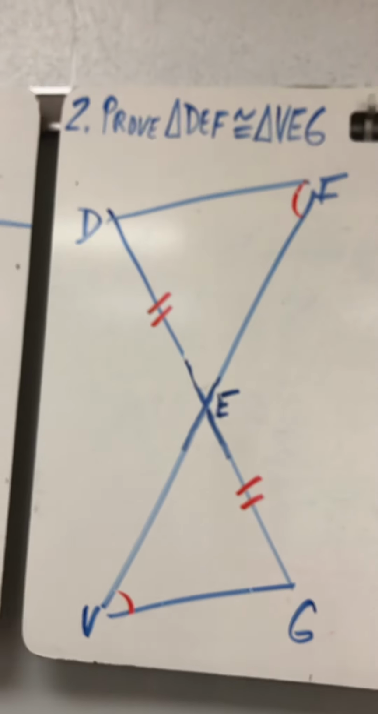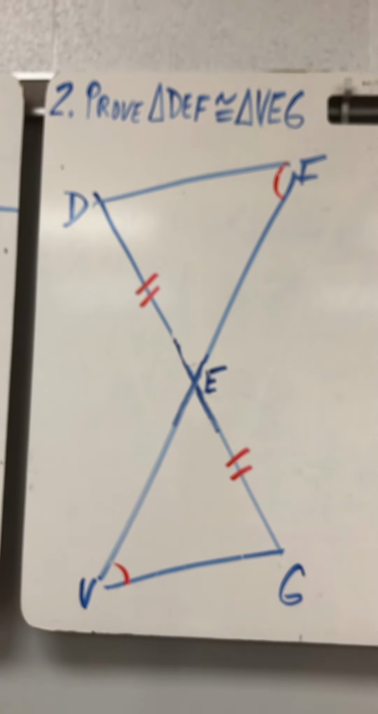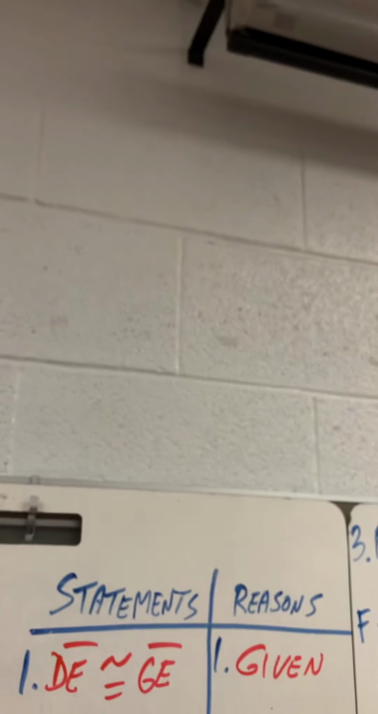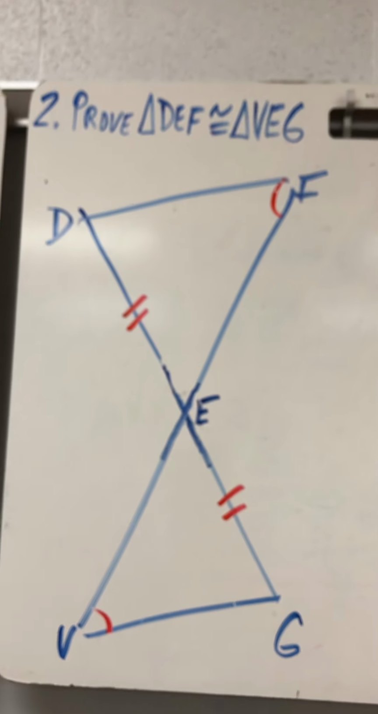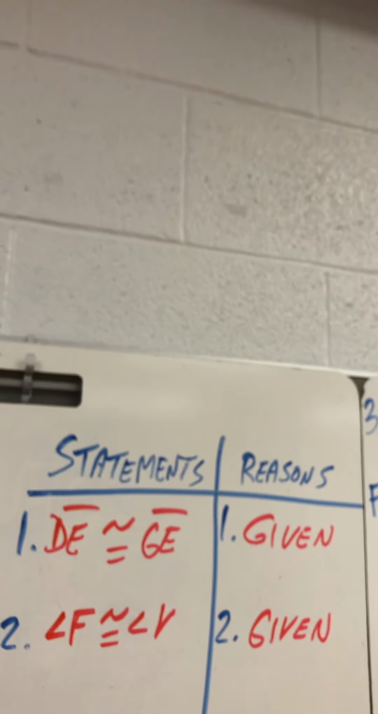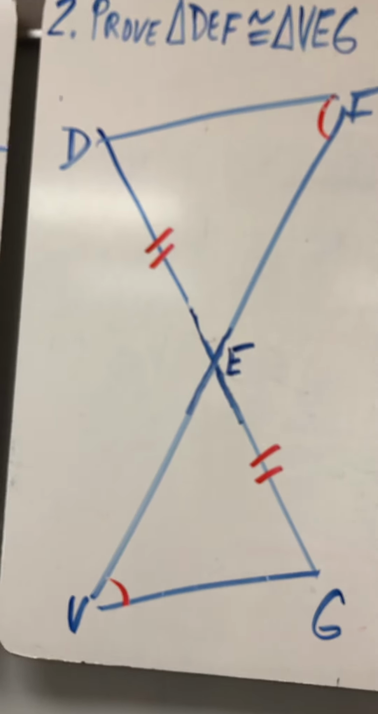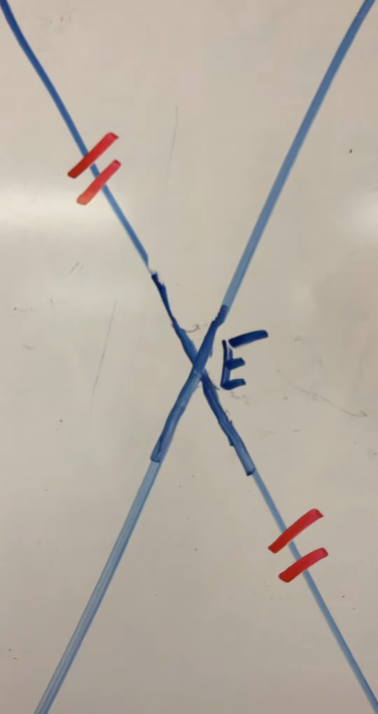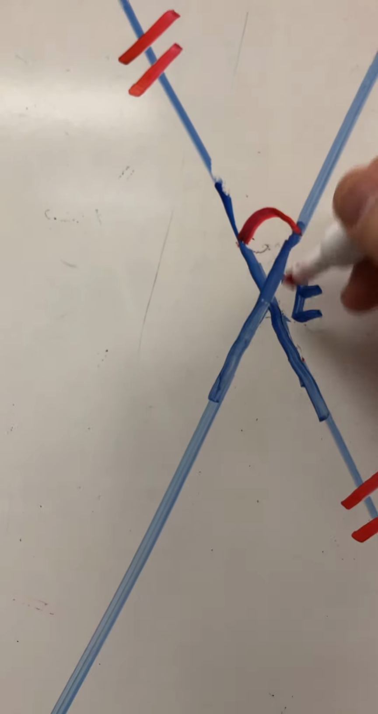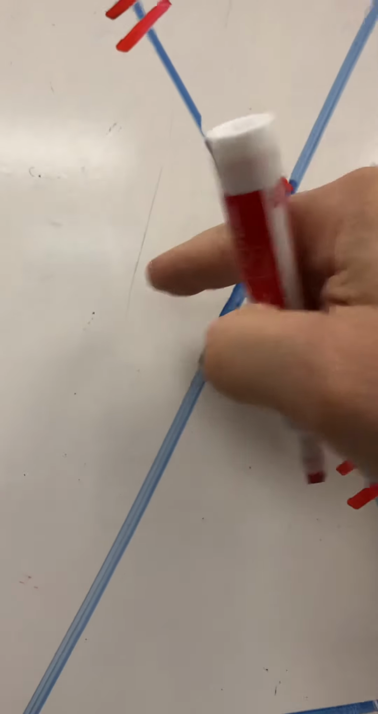Here's my next one. I am going to start off with what's given. I'm going to say DE is congruent to GE. All right, that's given. Then I'm going to say that angle F is congruent to angle V. That's given. Okay. Now, when you have an X, here's your X, right? This angle here is congruent to this angle here. That's always the case. These two angles are congruent also.